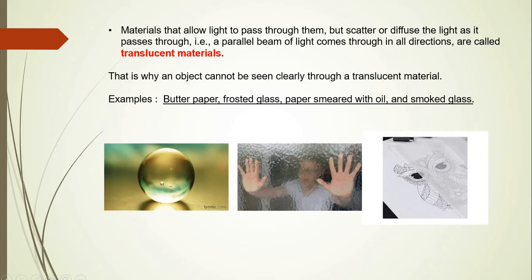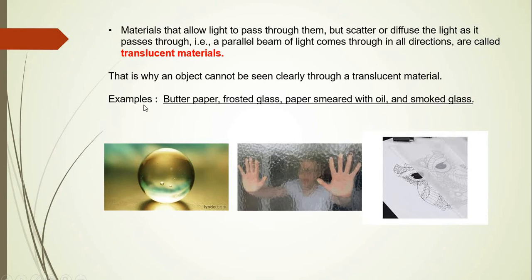While in the case of transparent material, we are able to see it very clearly, because all the light is passing through that material. But in the case of translucent material, an object cannot be seen clearly through it, because some amount of light gets diffused out and only a very small amount of light passes through it. That's why we are not able to see through it.